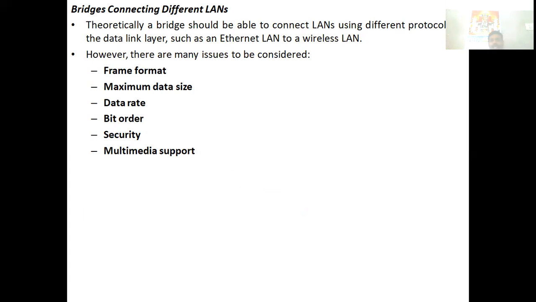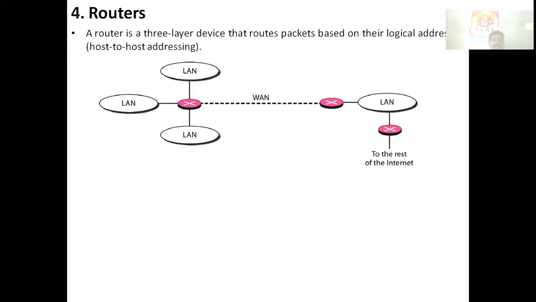Theoretically, a bridge should be able to connect LANs using different protocols at the data link layer, such as Ethernet LAN to wireless LAN. However, there are many issues. The main issues are the frame format, the maximum data size, the data rate, bit order, security, and multimedia support.